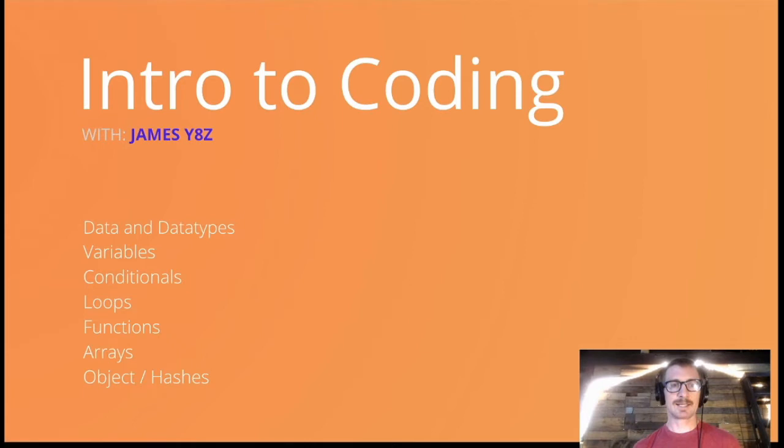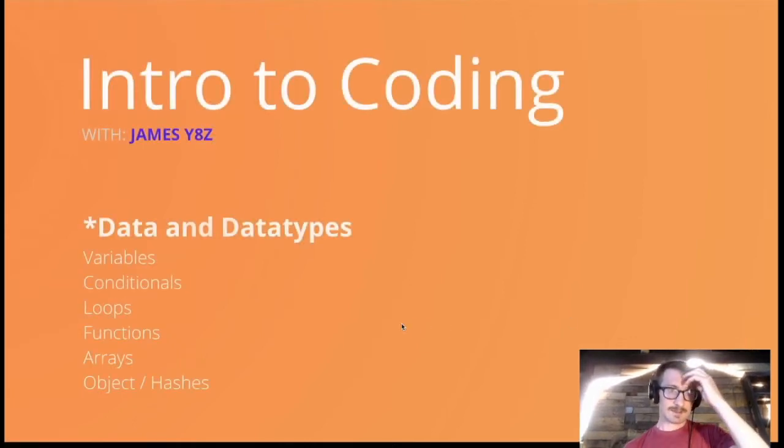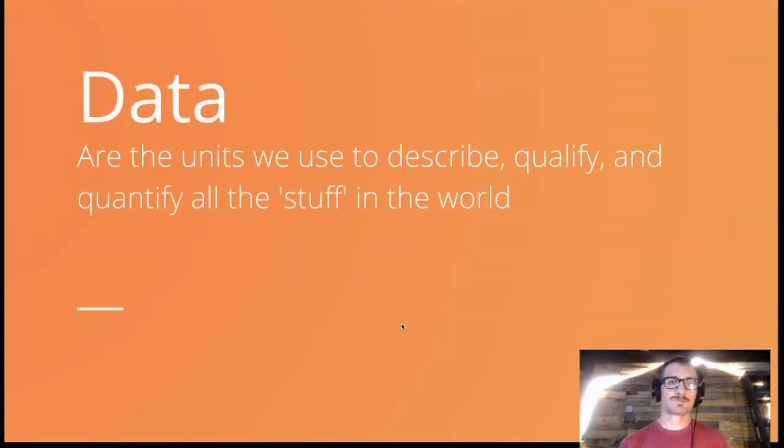So let's just go ahead and get right into this and let's talk about data and data types. So first of all, what is data? My explanation of this is it's just the units we use to describe, qualify, and quantify all the stuff in the world. So there's all these things in the world, and we kind of need a way to organize it and describe it to one another and to quantify it.